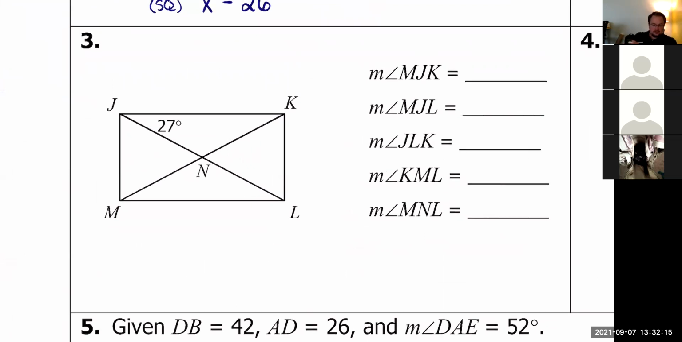Number three, this time focusing on the angles. We have one of our angles in there, so we're going to work our way through there. First one it's asking us for is for angle MJK, which is this upper left corner of our rectangle. What is the measure of angle MJK? Gave you a clue. I said it was the upper corner of a rectangle. 90 degrees. It'd be 90 degrees.